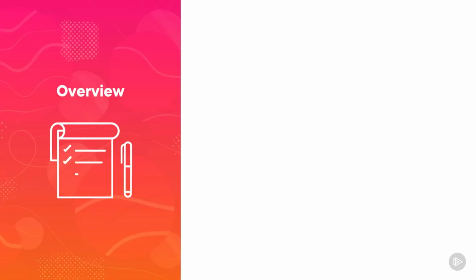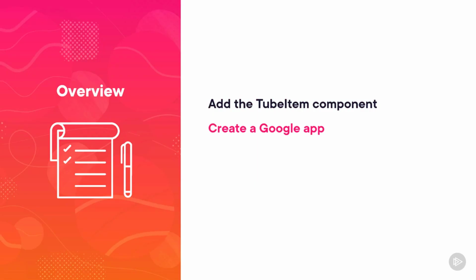In this module, we will add a video feature to the app. First, we will add a tube item component which will be used to display each video. The video feature will leverage the YouTube Data API to provide the videos. Before we can use this API, we first need to create a Google app. This simple process will enable the API and generate a key that we can use to access the API.